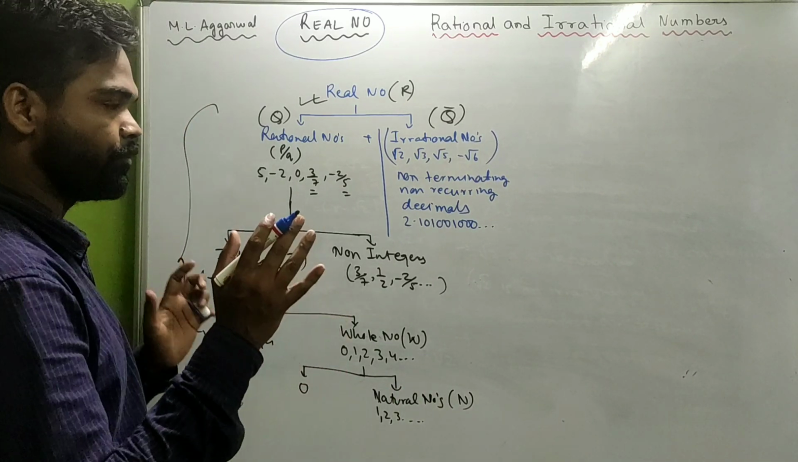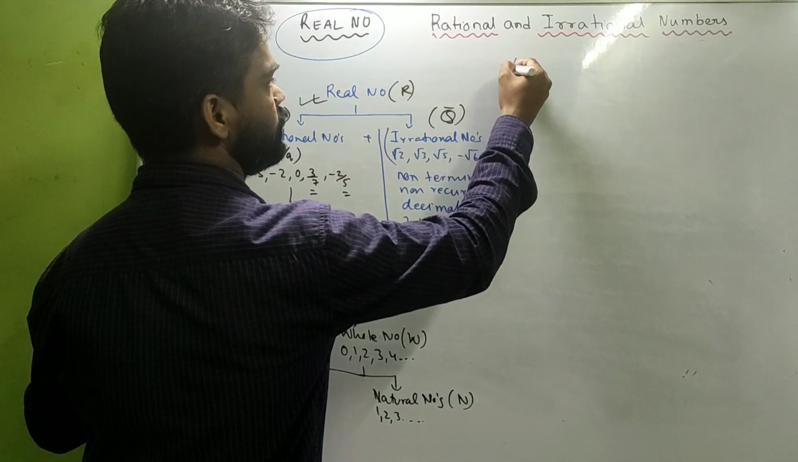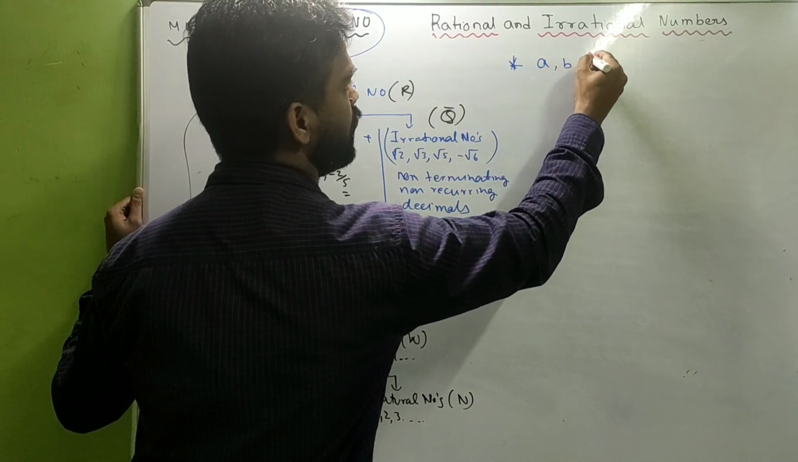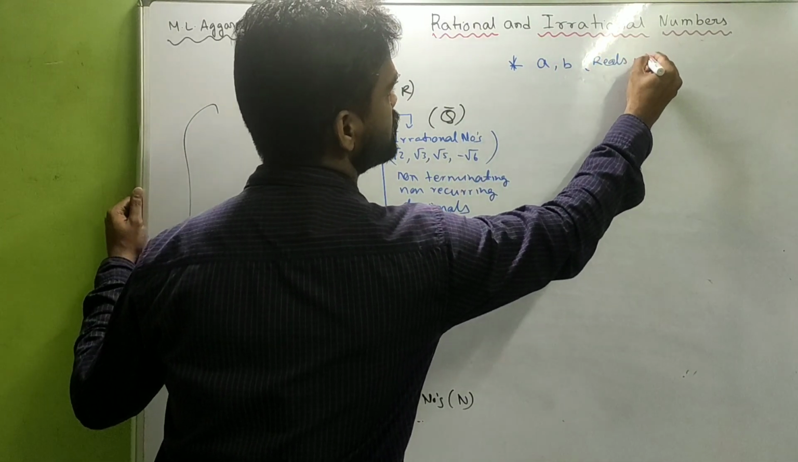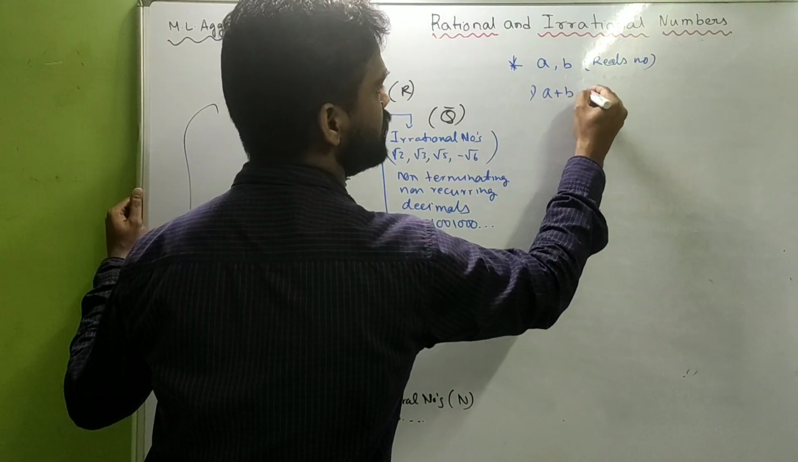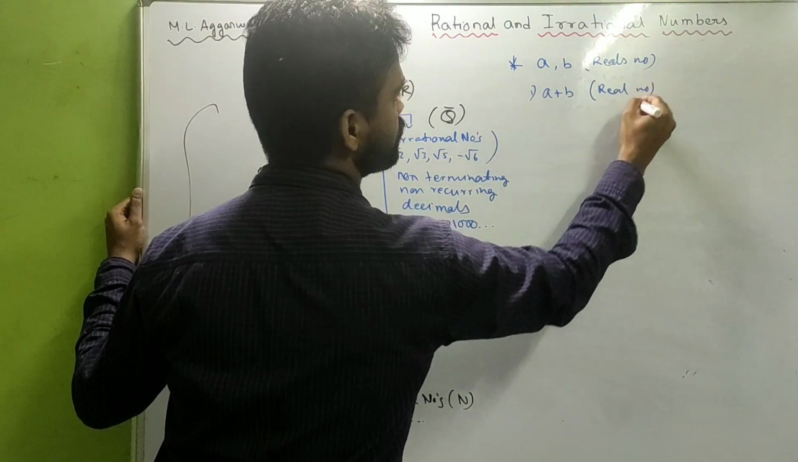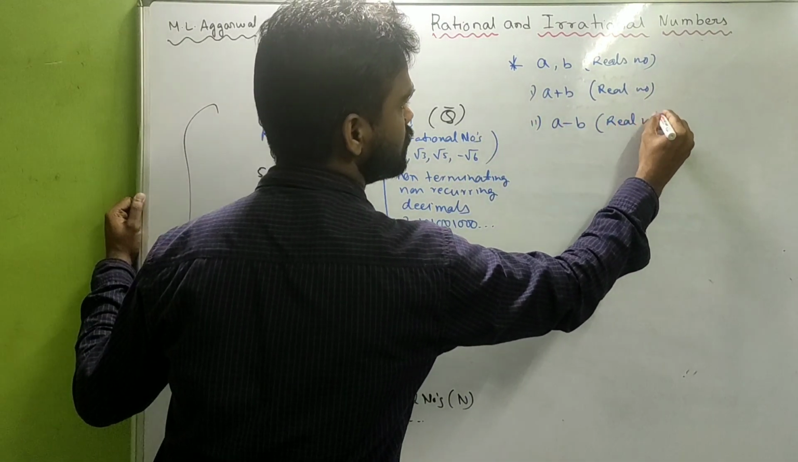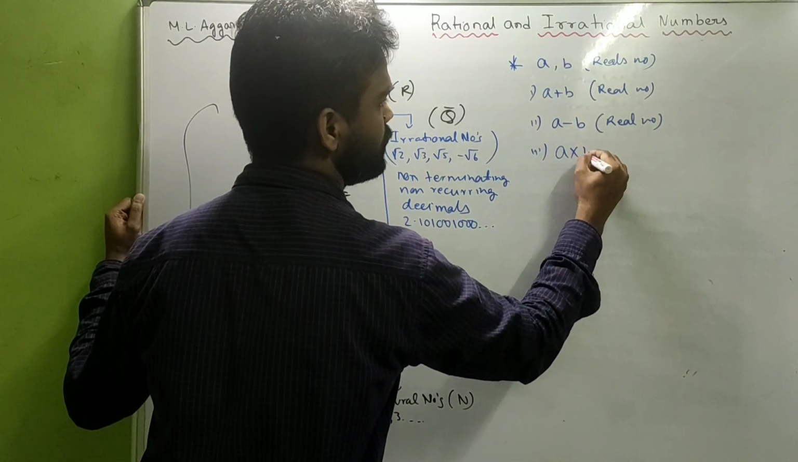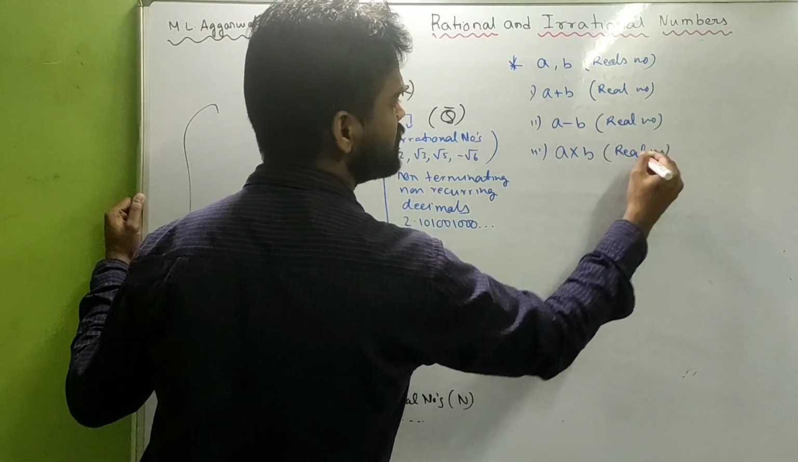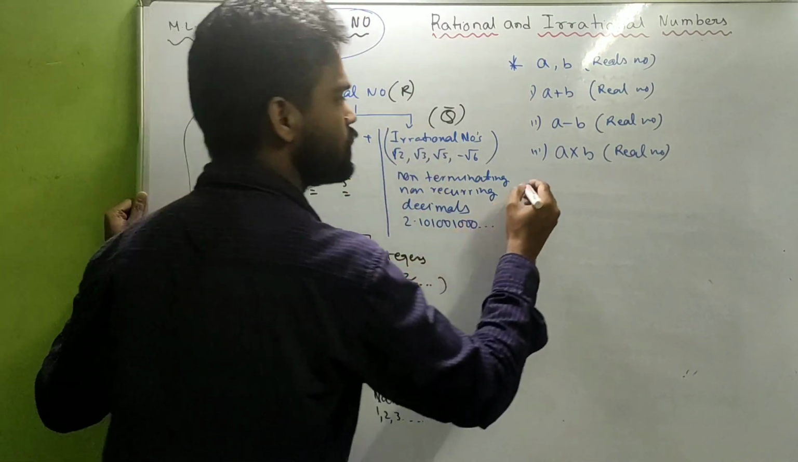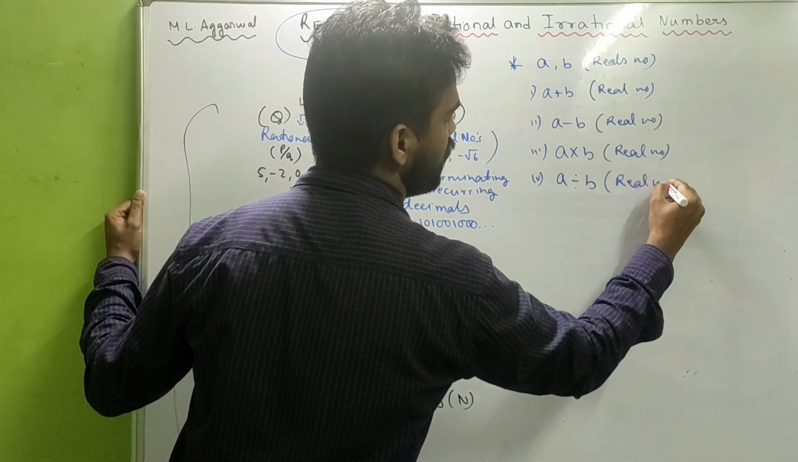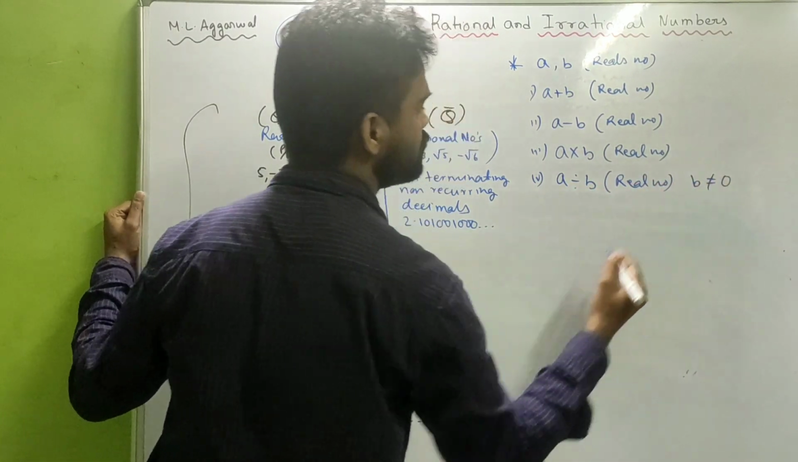Now let us see some properties of real numbers. We have already done properties of rational numbers, similar to that. First of all, if A and B are two real numbers, then A plus B will be a real number, A minus B will be a real number, and A multiplied by B is again a real number, which means these operations are closed. This is the closure property. A divided by B is again a real number, of course B not equal to 0.